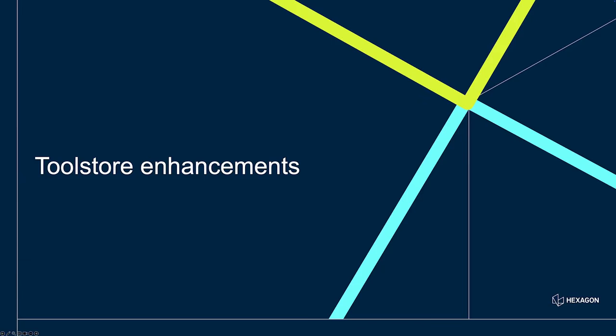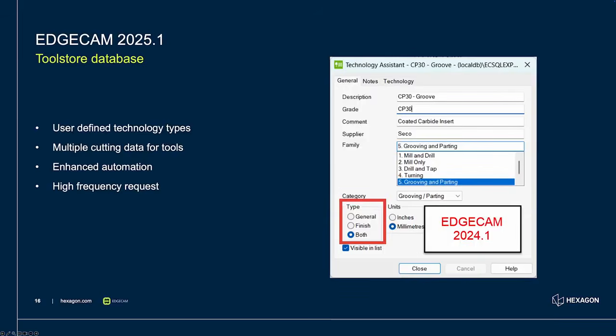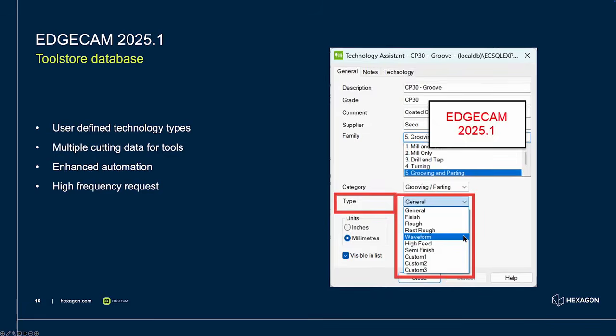Okay, so we're going to have a look at the tool store enhancements. Again, all these driven by yourselves, customers asking for more data inside the technology databases. So in previous versions, we've only had 3 types inside category, which really doesn't give us enough breadth of information. So now what we'll see in 2025.1 is we've got as many types as we like. So lots of customers will have lots of scenarios for feed and speed. It could be based on absolutely anything, not just material and not just carbide.